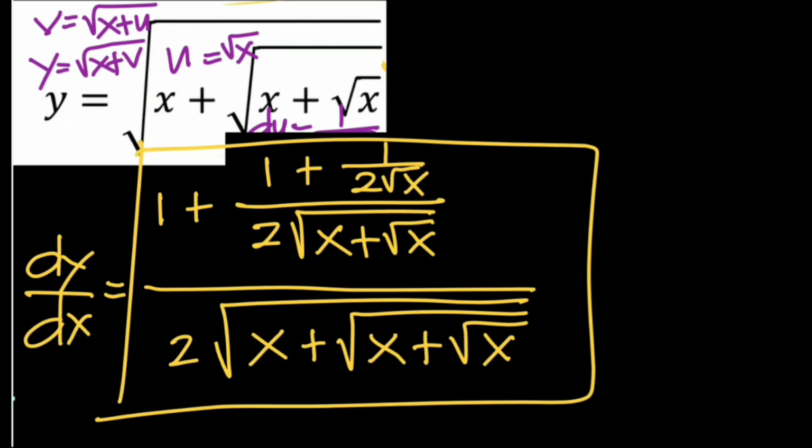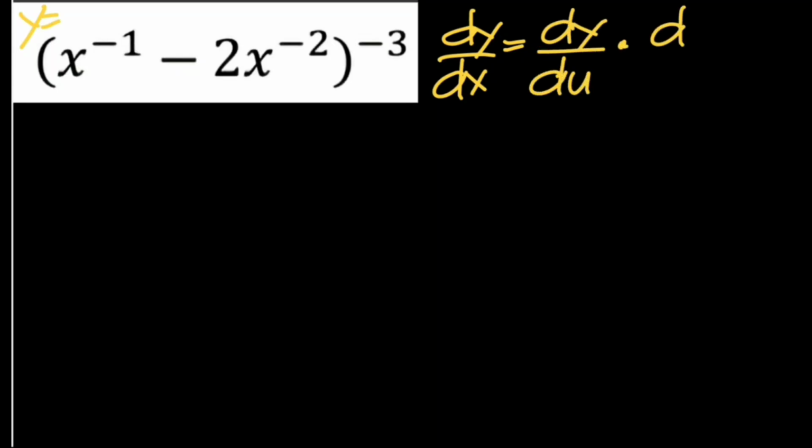Now let's solve another problem. What if we're given this function, x to the negative 1 minus 2x to the negative 2, to the negative 3. To derive this, say this is a function y equals that function. So to derive this, we use the chain rule. So dy over dx equals dy over du times du over dx.